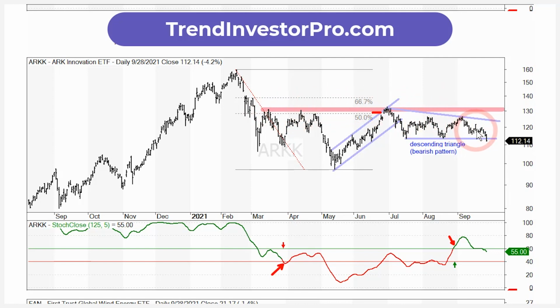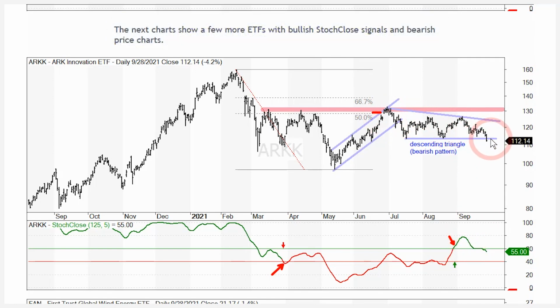And now we kind of got these lower highs, and then we break supports. It's like a descending triangle. So even though Stoch close, the indicator down there, is bullish, I think this is a bearish chart overall, and I see more signs of selling pressure than buying pressure.